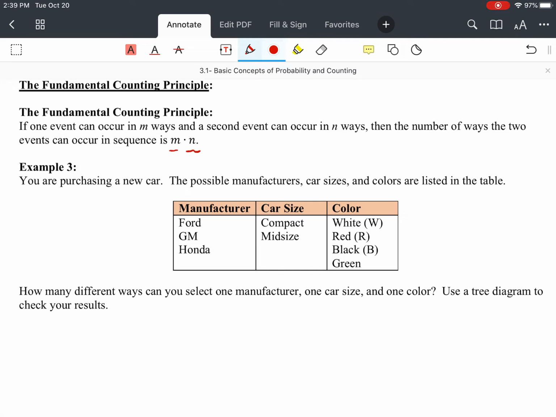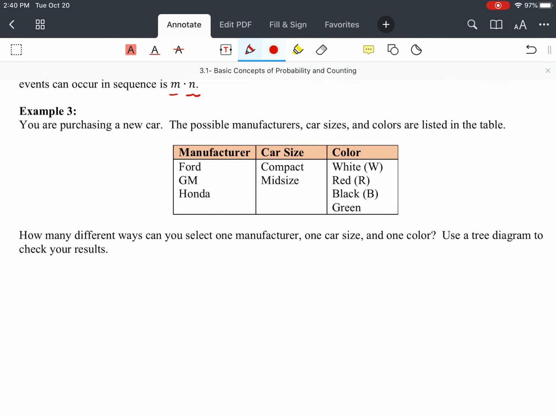So, for example, here in example 3, it says you are purchasing a new car, and the possible manufacturers, car sizes, and colors are listed in the table. So we have Ford, GM, and Honda. Car size, we have 2, and then colors, we have 4 colors. We want to know how many different ways you can select one manufacturer, one car size, and one color. We're going to skip the tree diagram to check, but I'll leave that to you guys.